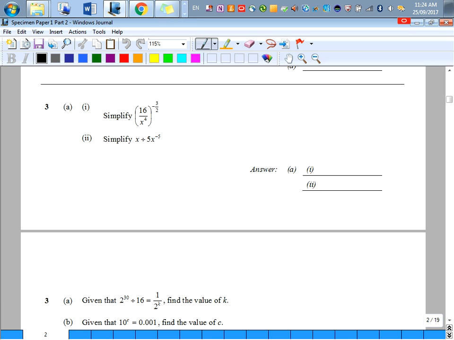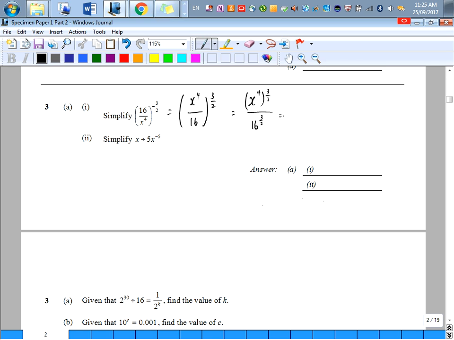Okay. Simplify the first one. 16 over x to the power 4, all to the power negative 3 over 2. Let's convert the negative power to a positive power. What do we need to do with the fraction inside? We flip it over. So it becomes x to the power 4 over 16, all to the power 3 over 2. So you notice that we do not have our negative power anymore. Okay, so now I can expand this. It becomes x to the power 4 to the power of 3 over 2, and at the bottom I also have 16 to the power of 3 over 2.